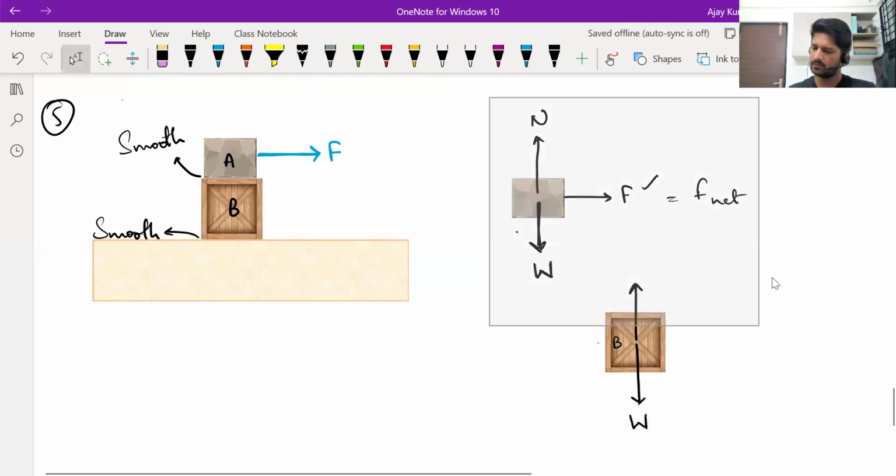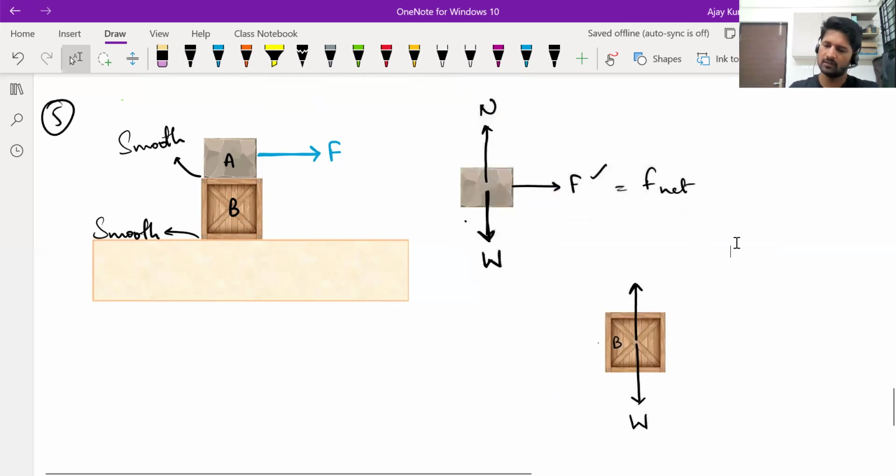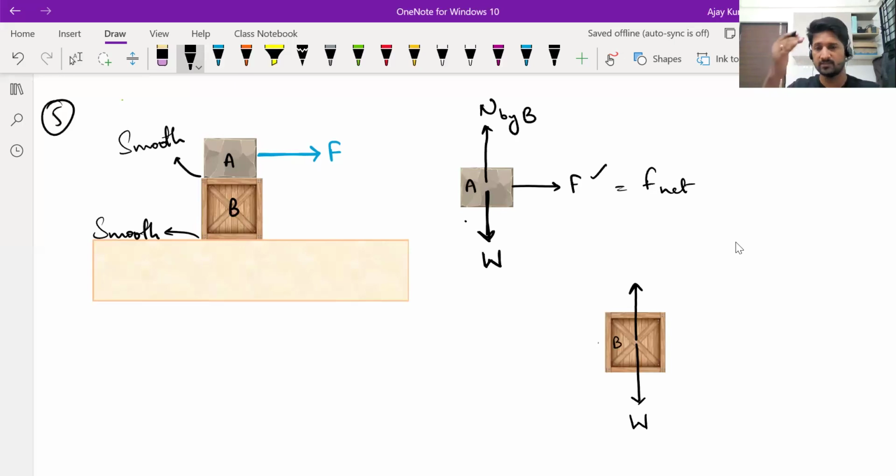Yes, sir. There will be a normal force on A also. In fact, on A, that normal force is exerted by B. A is not in contact with the ground, so the ground won't exert a force on A, but B will exert a force on A.